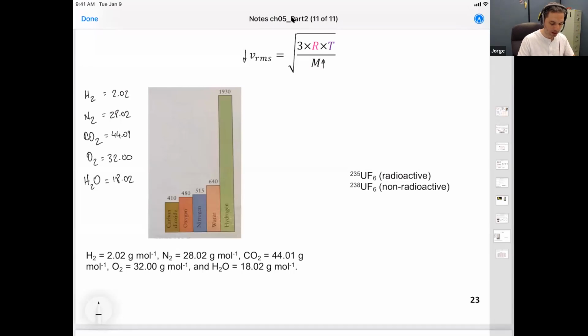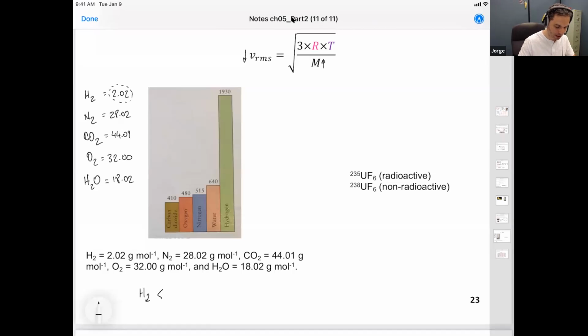So let's go back to our series. Let's see now which gas is the fastest. The fastest one will be the lighter one. Okay, so in this case, hydrogen is the fastest because it has the lowest molecular mass.